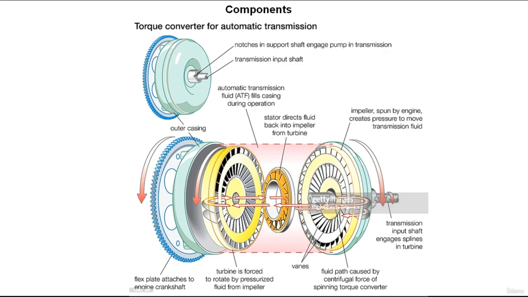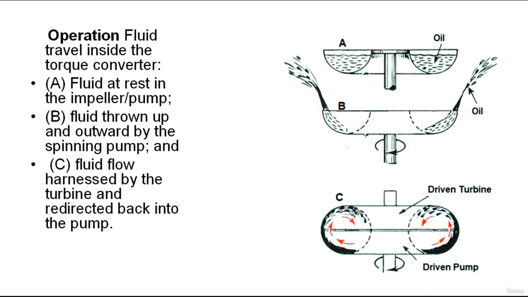And let's study right now the basic operation of torque converters. The transmission oil is used as a medium to transfer energy in the torque converters. Figure A illustrates the torque converter impeller or pump at rest. Figure B shows it being driven. As the pump impeller rotates, centrifugal force throws the oil outward and upward due to the curved shape of the impeller housing. The faster the impeller rotates, the greater the centrifugal force becomes.